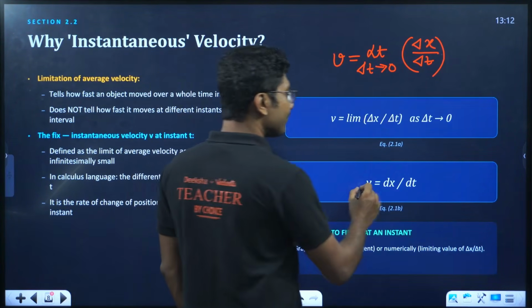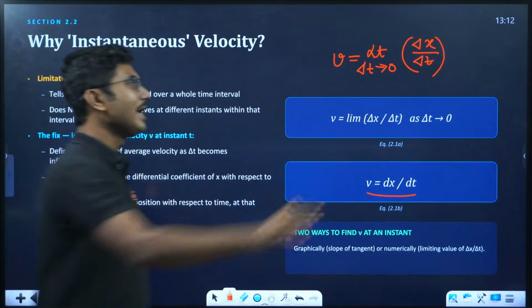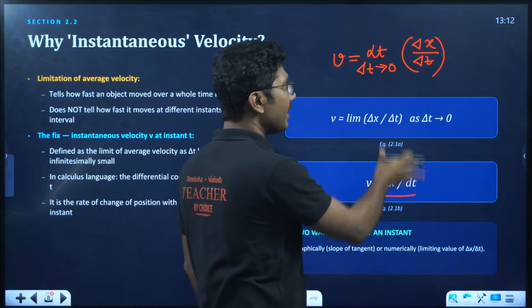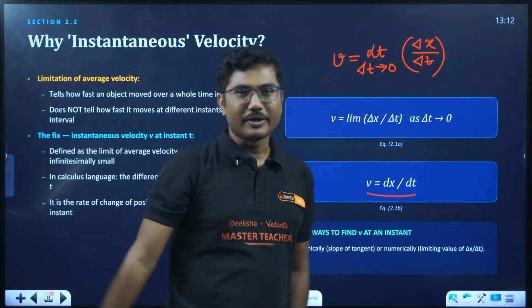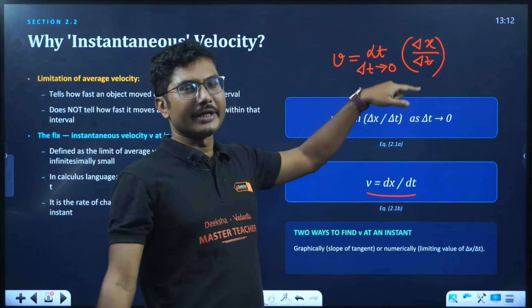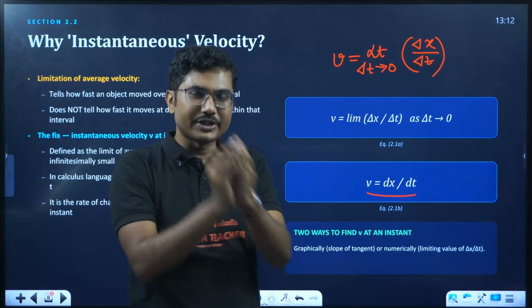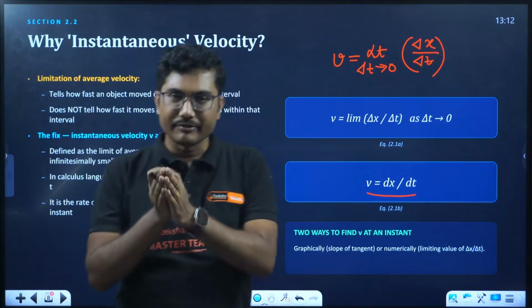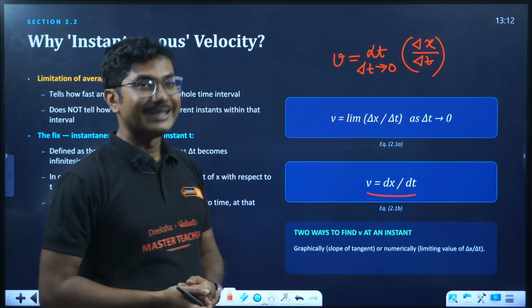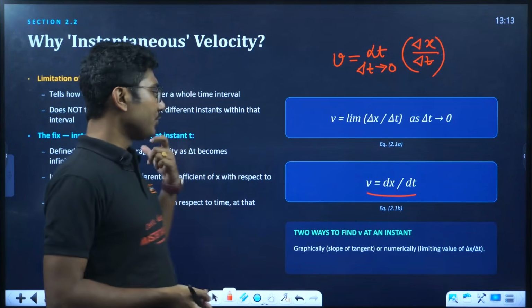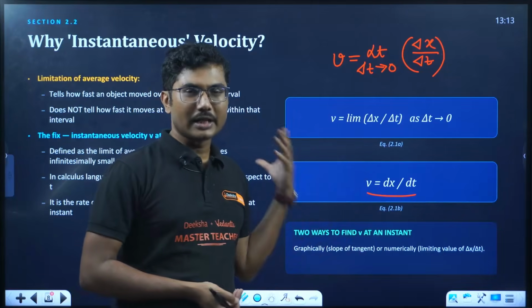In terms of differentiation, this can be written in a differential form, which is dx by dt. Dx by dt is the shorter way of writing the same thing. Instead of writing limit delta t tends to 0 and so on, we directly write dx by dt. Dx is a differential, a very small change in x, when the time changes also by a very, very small amount. That ratio dx by dt is called the instantaneous velocity.